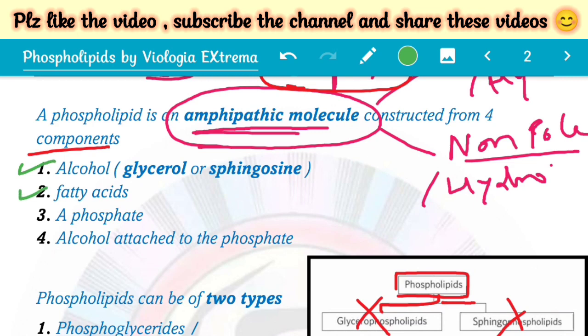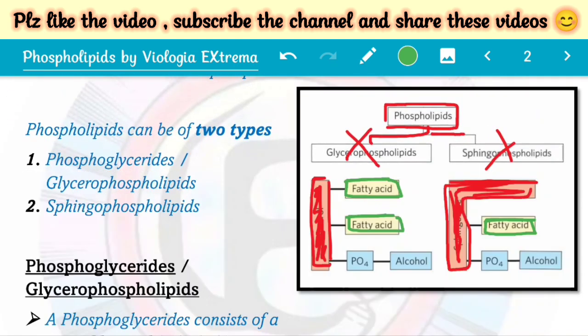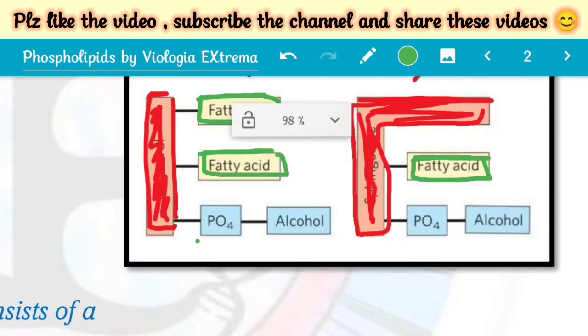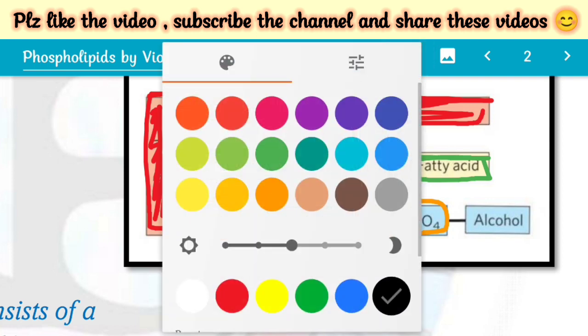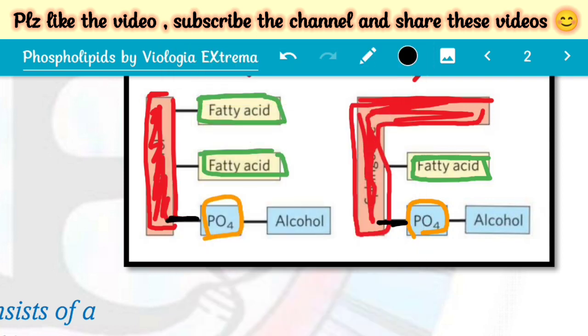Now the third component is a phosphate group. This is the phosphate group, and it is directly attached to this main alcohol. The fatty acids are also directly attached to the main alcohol.